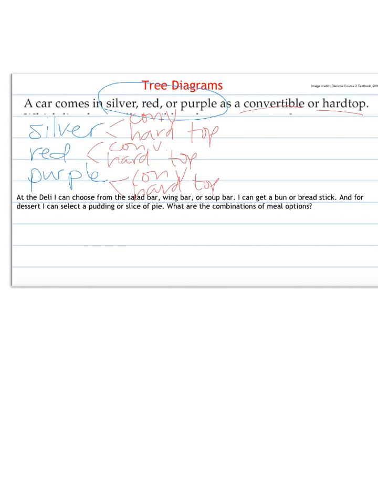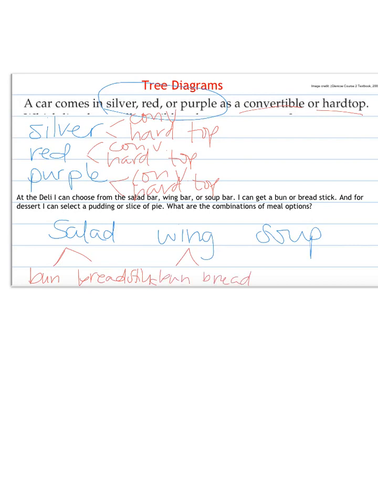First, starting with, well, I can pick a salad bar. I can pick the wing bar, or I can pick the soup bar. Next, I choose if I want a bun or breadstick. So if I chose the salad bar, then I can pick bun or breadstick. Okay, let's say I chose the wing bar. Well, I could pick bun or bread, I'm going to abbreviate breadstick to bread. And if I pick the soup bar, I could pick bun or breadstick.